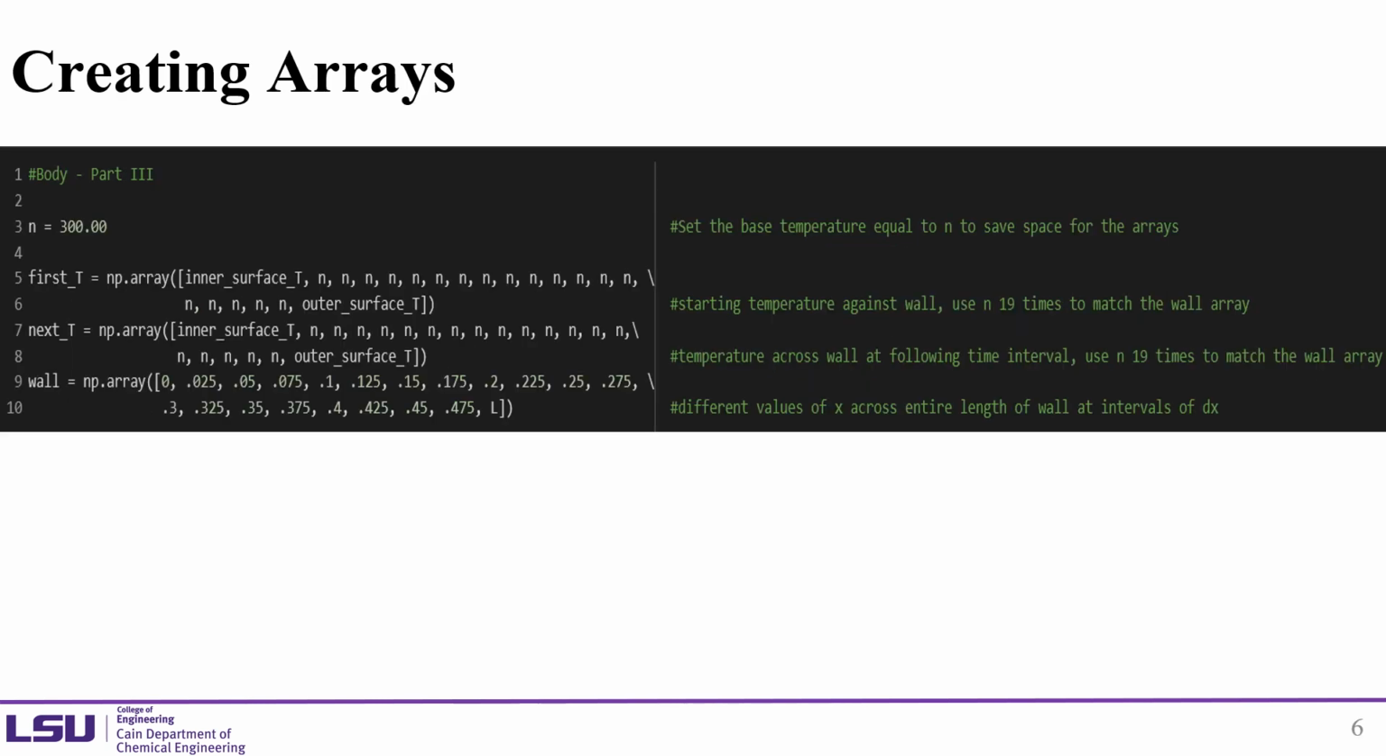The next step is setting up the first part of the body. We need to make arrays because they assist in storing multiple sets of data and make it easier to call them later in the code. One of these arrays, first T, is for the starting temperature against the wall. The next array, next T, is for storing the temperature across the length of the wall at their respective time. And the last array, wall, is for the different values of the x across the entire length of the wall, which is given by the dx value. I made n equal to 300 so that it would simplify and shorten the code.